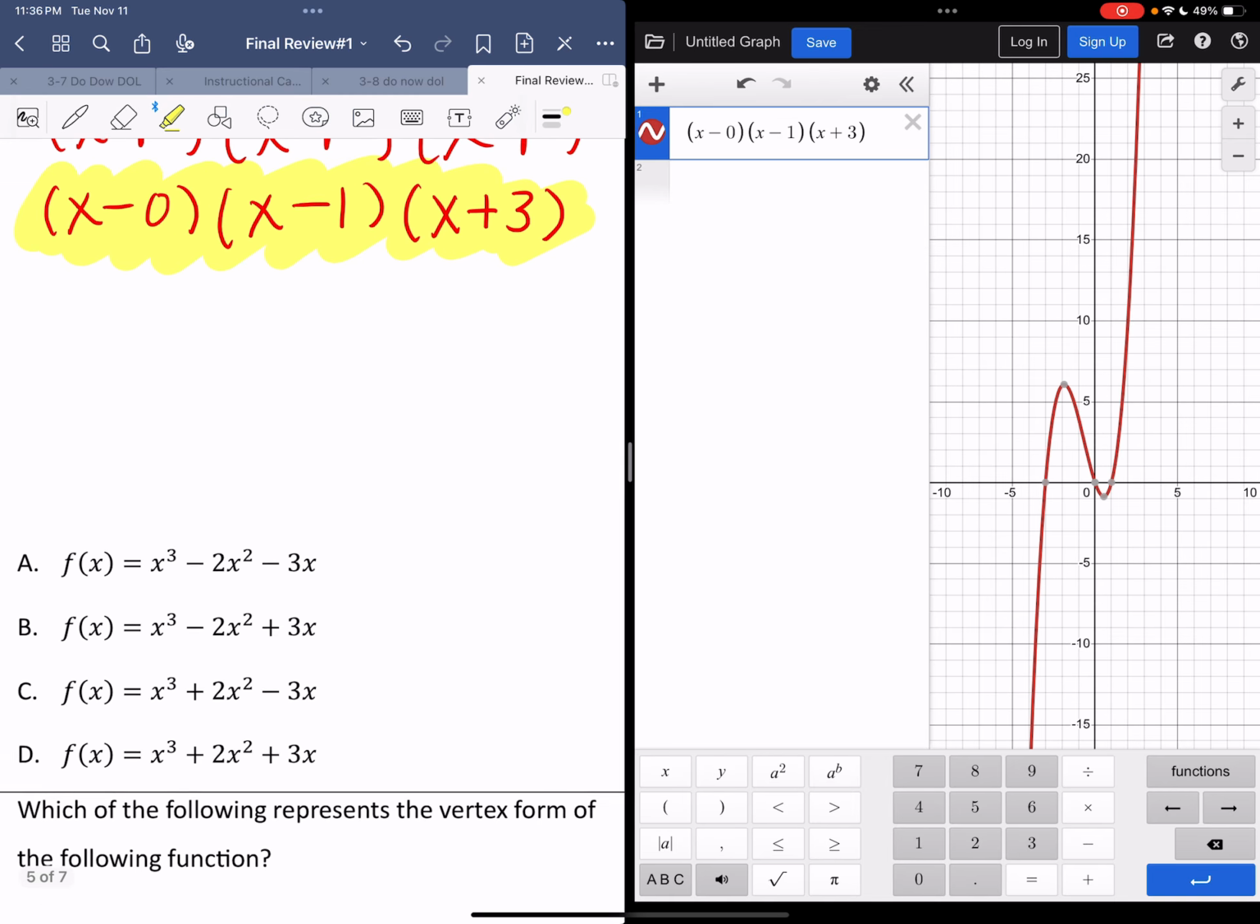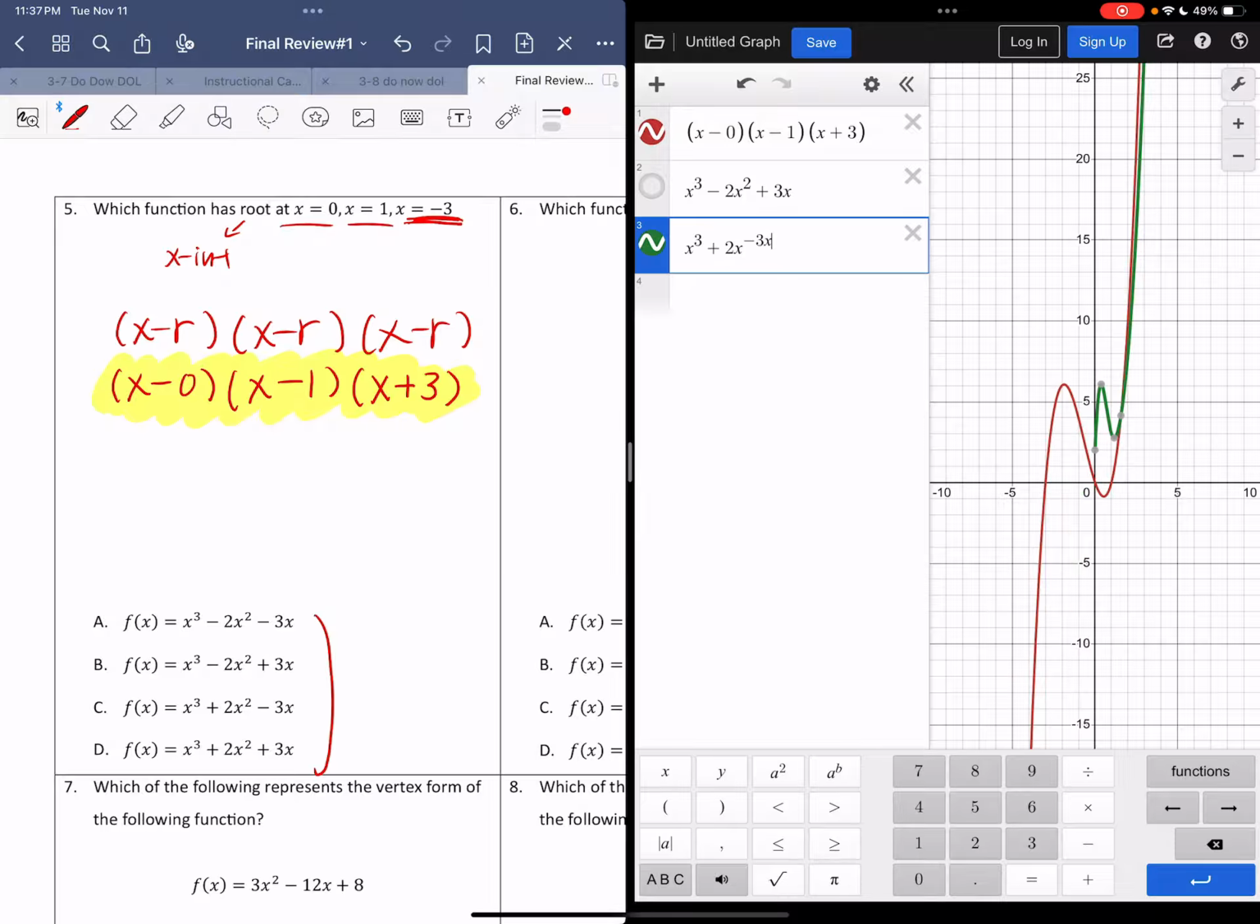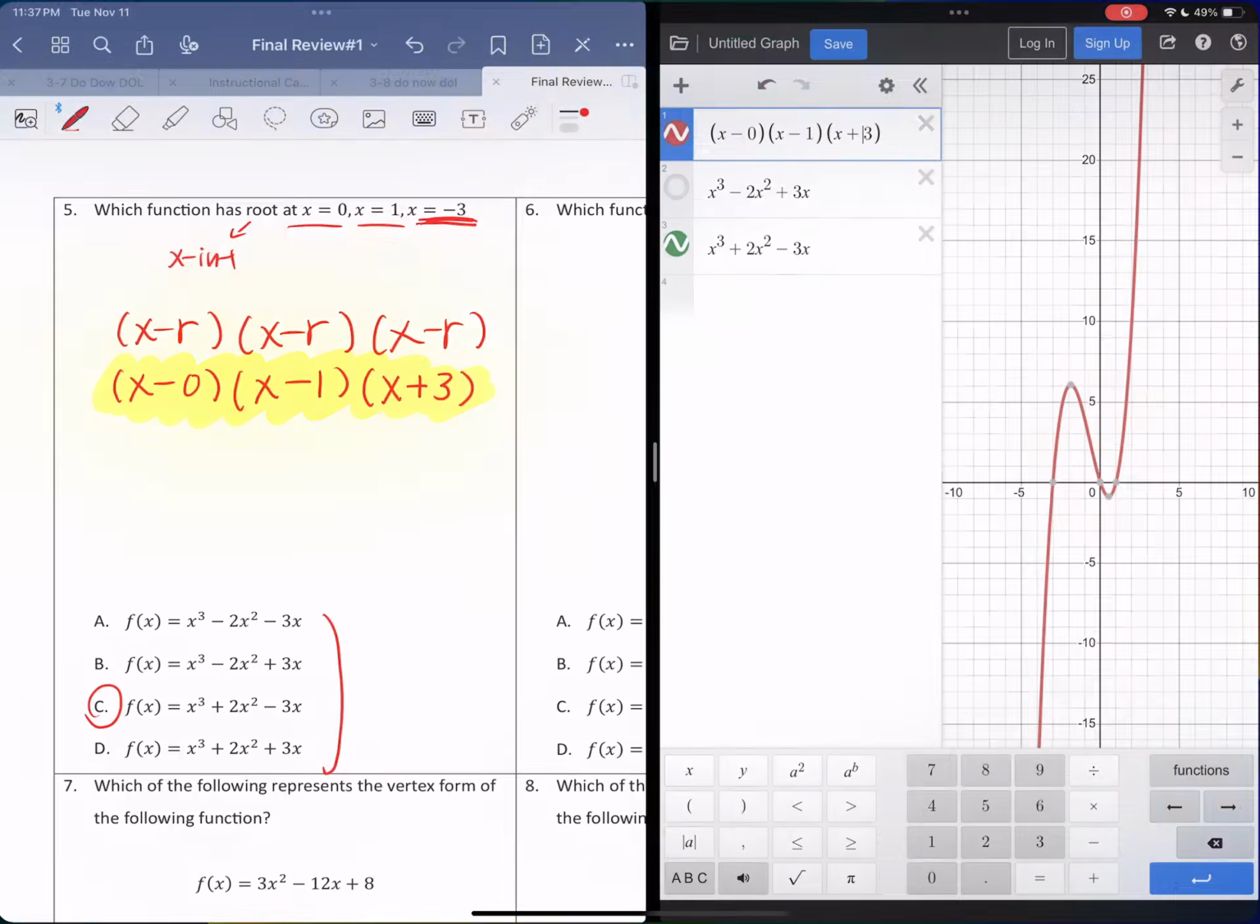And I'm going to put every single one of these in and see which one matches. Since I know the answer, let me start with B because A is not the answer. As you can see, B does not match, so I will just turn it off. I'm not going to close it in case I made a mistake. Oops, 2x squared minus 3x. As you can see, these two match. So this is going to be the answer.